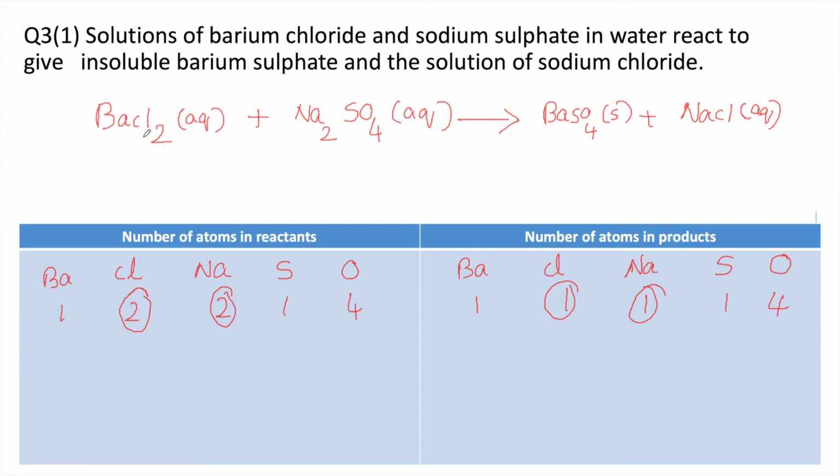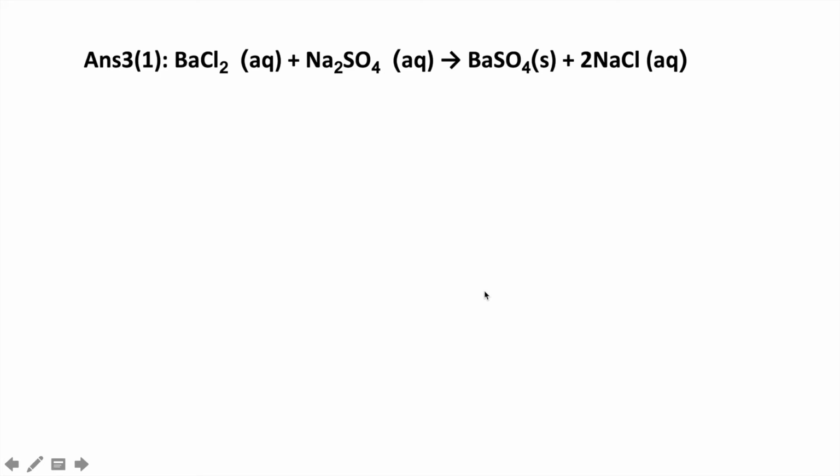Okay, so first I will try to balance the chlorine. Chlorine it's 2 here, here it's 1. So I can keep a 2 here to balance chlorine. Now chlorine it is balanced. Then what happened to sodium? Sodium also it became 2 here. It was 2 here also. Okay. So now everything it got balanced. 1 1 4 1 1 4. Yes, the equation it got balanced. We can write like this.